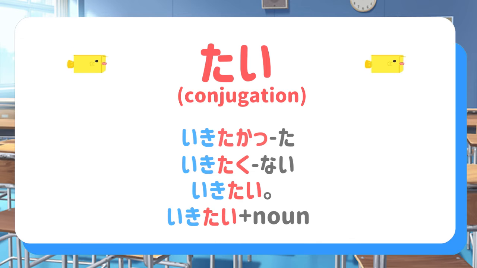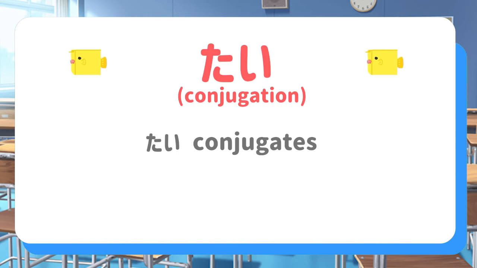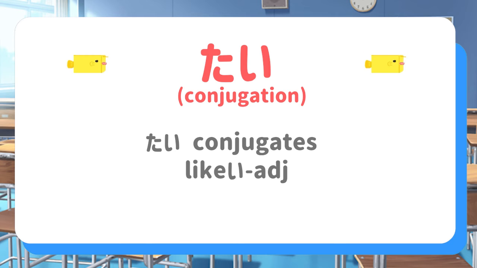Then next is conjugation. This is how to conjugate with tai. Tai conjugates like i-adjectives.